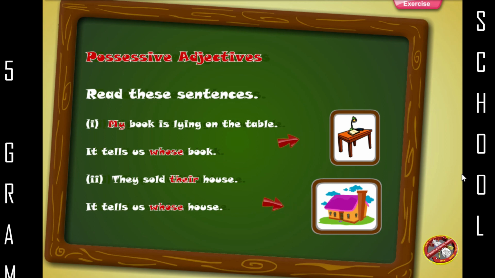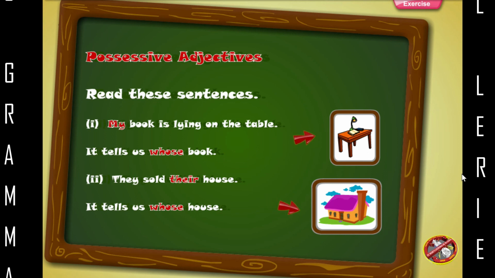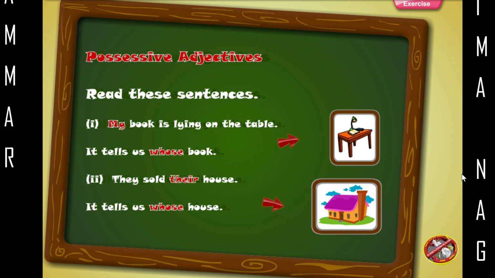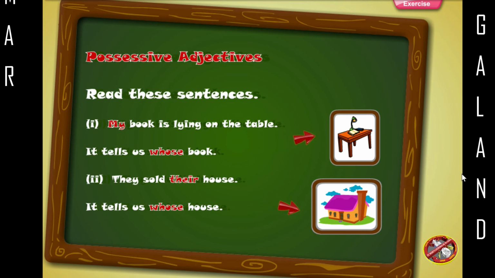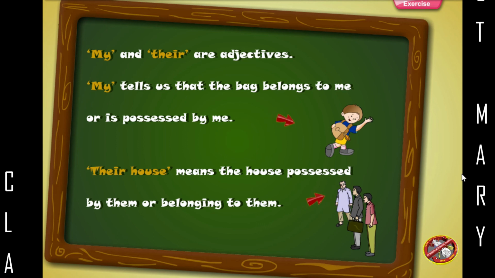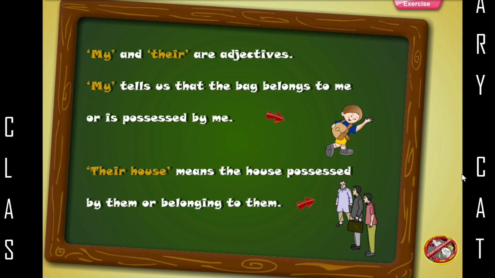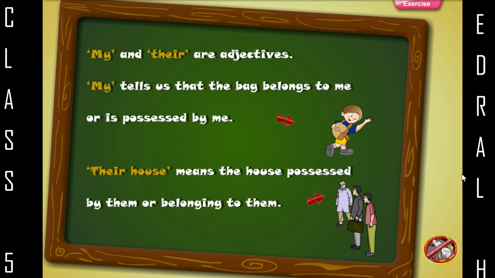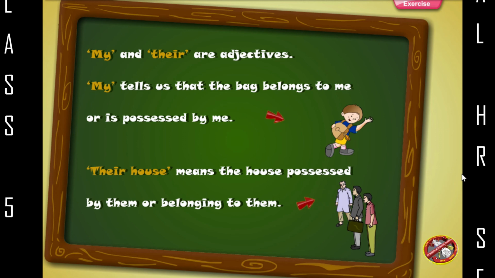Possessive adjectives. Read these sentences. My book is lying on the table. It tells us whose book. They sold their house. It tells us whose house. My and their are adjectives. My tells us that the book belongs to me or is possessed by me. Their house means the house possessed by them or belonging to them.